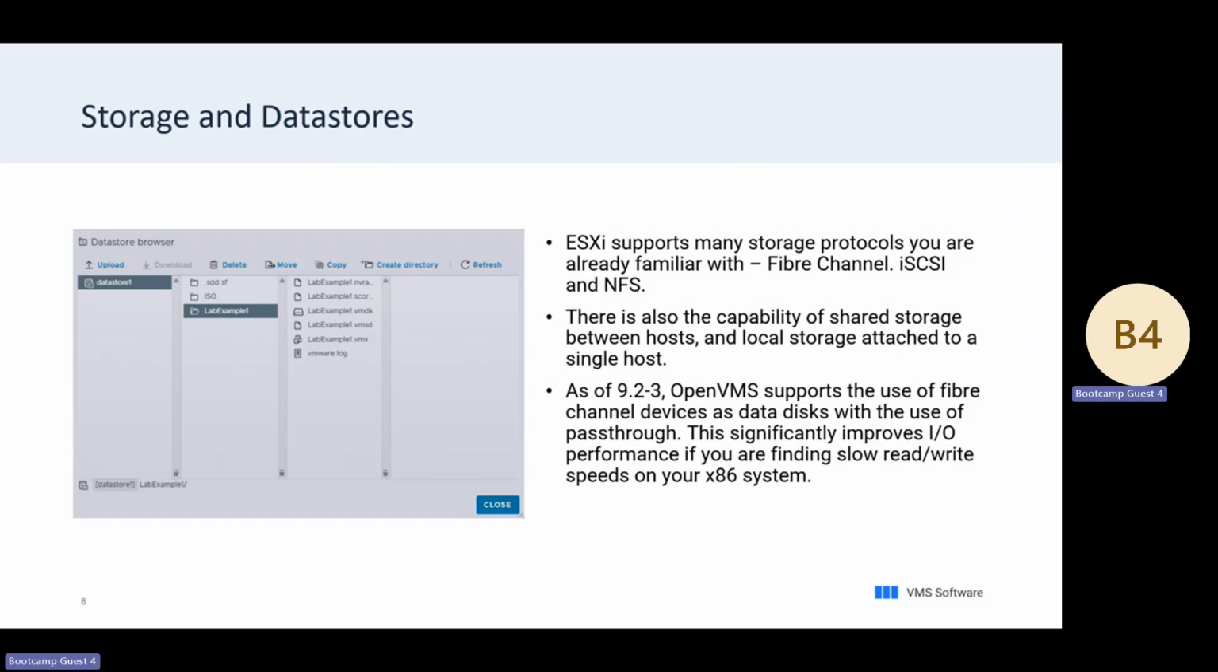And one of the biggest concerns I've run into in my support cases is customers being concerned about the comparison of their performance speeds between their old Itanium systems and their new, freshly migrated x86 systems. This addition to 9.2-3 has been one of the biggest improvers of I/O speeds and performance. So if you are using ESXi, I highly recommend you purchase one of our supported Fiber Channel HBA cards and configure this on your virtual machine.